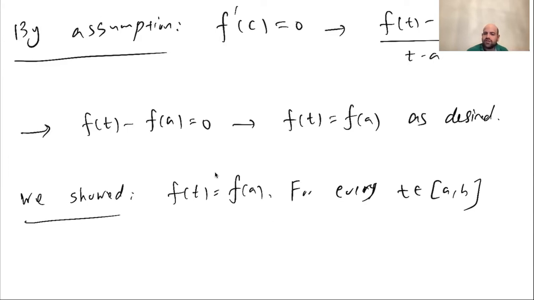I want to show that the function is a constant function on the whole interval. Not only did I show that, I also found my constant. I showed that F of X must be equal to F of A, not only of course for A, but also for every X between A and B. So the function is a constant function.